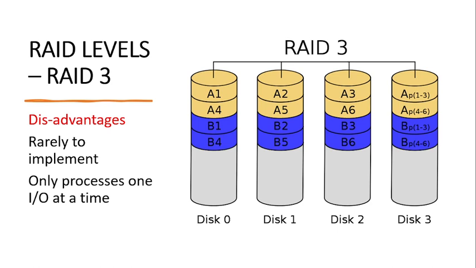Next come the RAID levels, RAID 3. The disadvantages are that it is rarely implemented and only processes one input output at a time. Disk 0, disk 1, disk 2, disk 3. Here the data will be stored in different disks as well as the parity will be maintained.